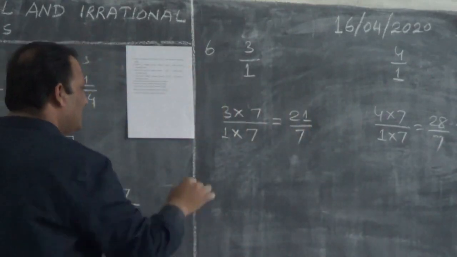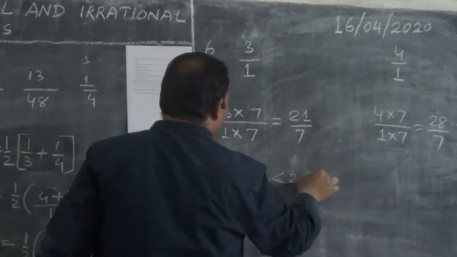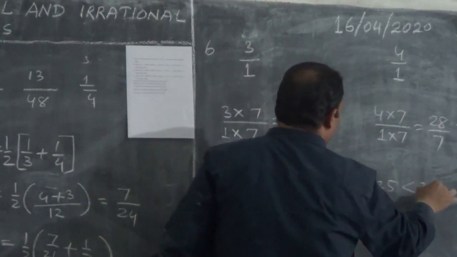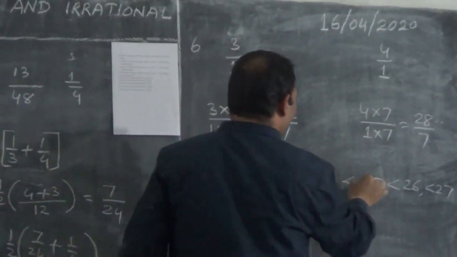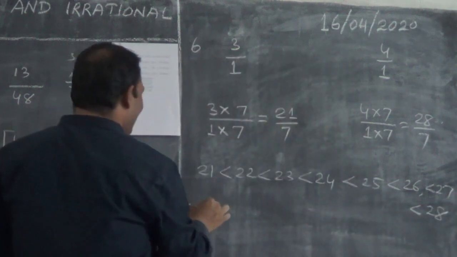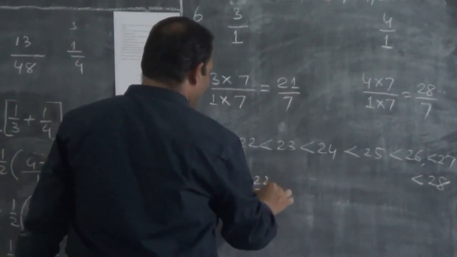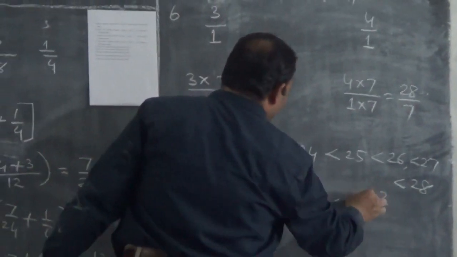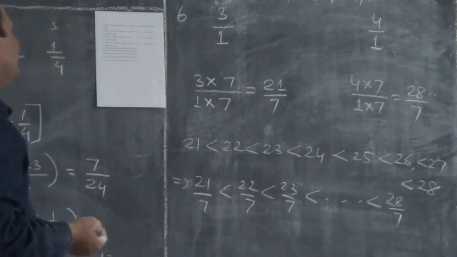And now we can write 21 less than 22 less than 23 less than 24 less than 25, less than 26, less than 27. How many? 1, 2, 3, 4, 5, 6, and less than 28. That implies 21 by 7, less than 22 by 7, less than 23 by 7, less than up to 28 by 7. So you can find that way also.